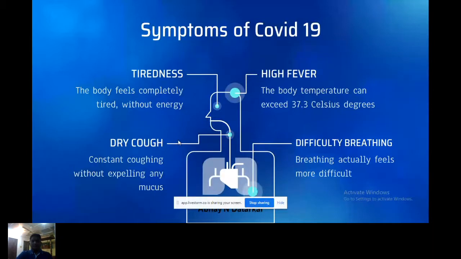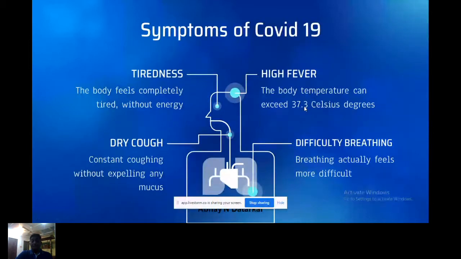The four most common and important symptoms are: the patient will have tiredness, the body feels completely tired, lethargic, he doesn't want to do anything, he will be completely without energy. There will be a dry cough. Okay, it's very important: constant coughing without expelling mucus. This is a characteristic feature differentiating COVID-19 infection from other viral or bacterial infections. The patient will have a high fever, a body temperature of more than 37.3 degrees Celsius, and this is very, very important, because this is where we as dentists can catch that patient in our dental operatory.